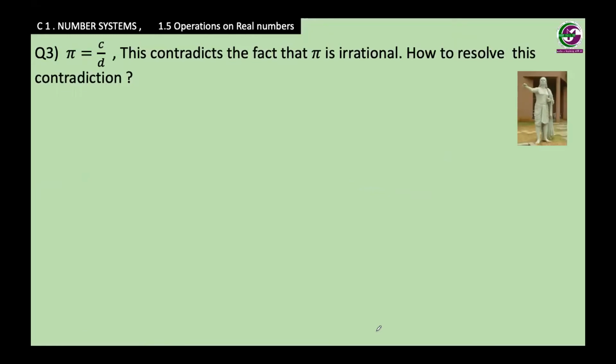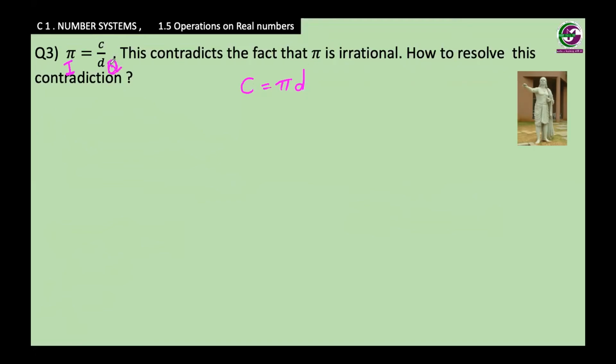Question 3. Now, we have studied that pi can also be written in the form of C by D. This is actually from the rule that C is equal to pi D. Circumference of a circle is pi D. So when you keep pi as a subject, D will go down. So C by D. This contradicts the fact that pi is irrational. How to resolve this question? But what they are saying is this is an irrational number. But C by D means you have numerator and denominator, so it should be a rational number. How can you say that an irrational number is equal to a rational number?